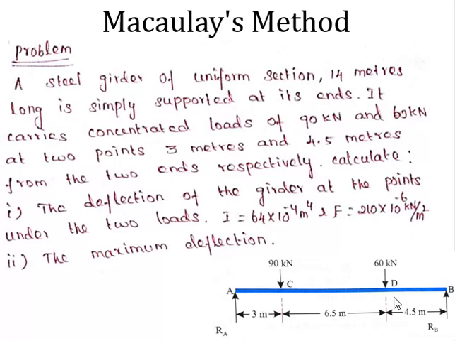Remember the point in this question: they give 3 meters and 4.5 meters from the two ends respectively. So we select one end as 3 meters and the other end as 4.5 meters to put the concentrated loads of 90 kilonewton and 60 kilonewton. Let us go for the solution.